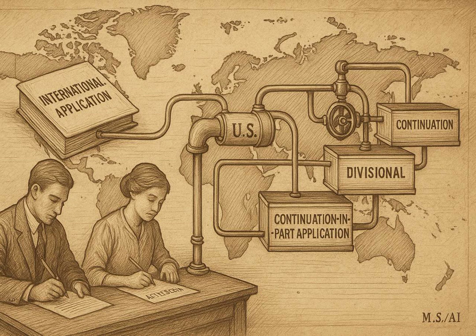Isn't the standard way the national stage entry under 35 U.S.C. 371? Exactly. That's the standard path. But this section, 1895, it deals with what's often called a bypass application. A bypass. Interesting term. So how does that work?